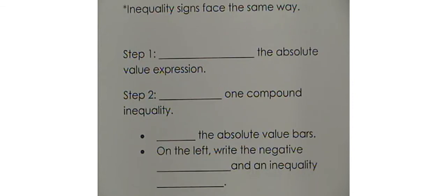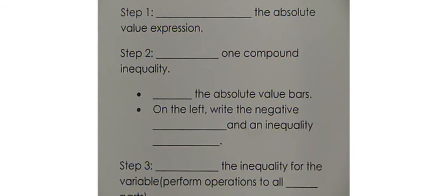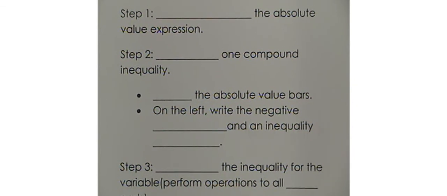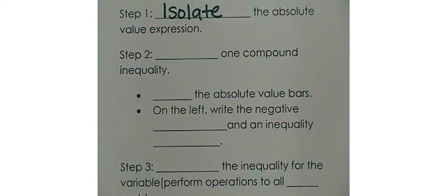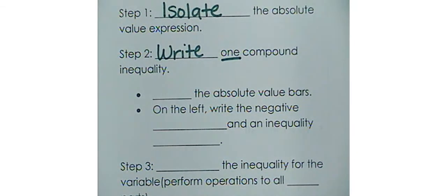So let's walk through the steps here. Step 1, if necessary, is to isolate our absolute value expression. So get rid of anything that's in front of it or behind it. And then this time we write one compound inequality, one condensed conjunction.